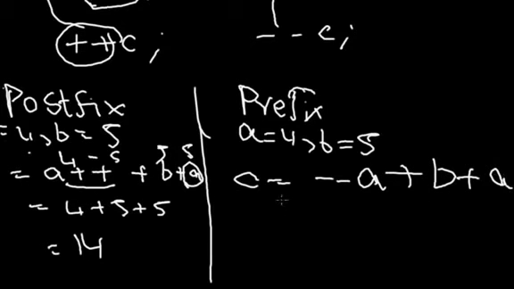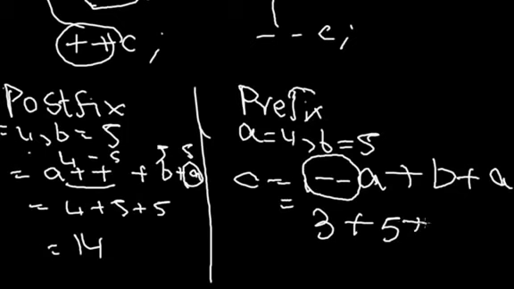So a is originally 4, but since this is a prefix operator, it changes the value first and then uses it. So it becomes 3, plus b is 5, so it remains 5, and a here is 3 again. So in this it changes the value first. So that's 3 plus 5, 8, plus 3, 11. So I think that's about it for postfix and prefix.